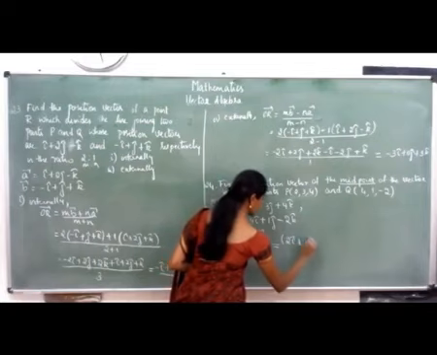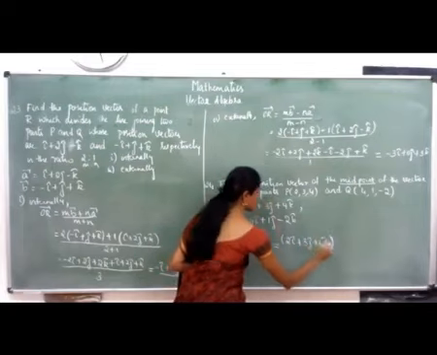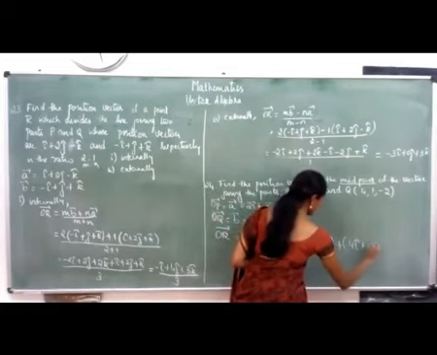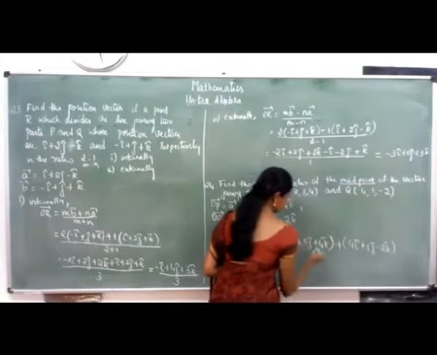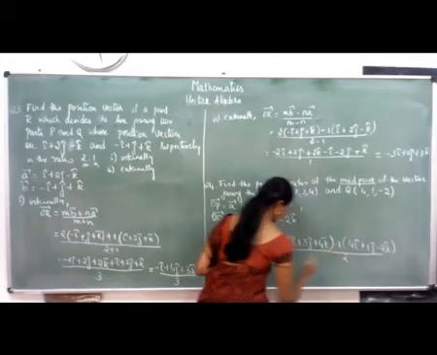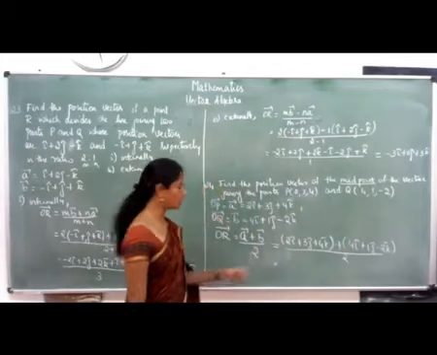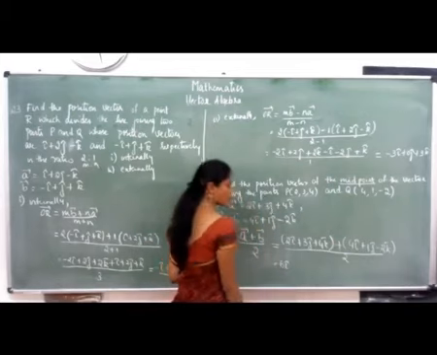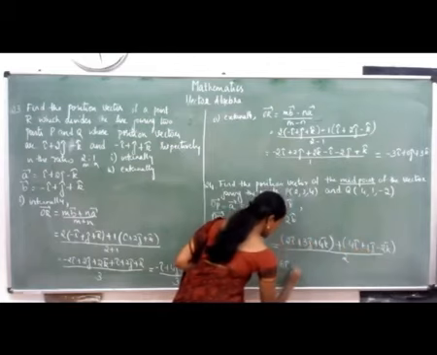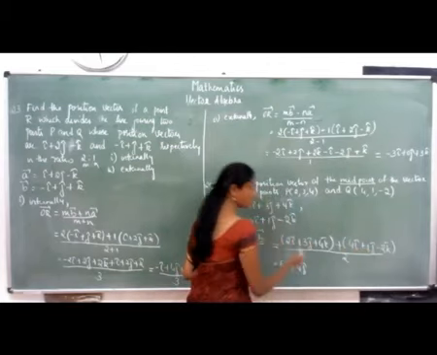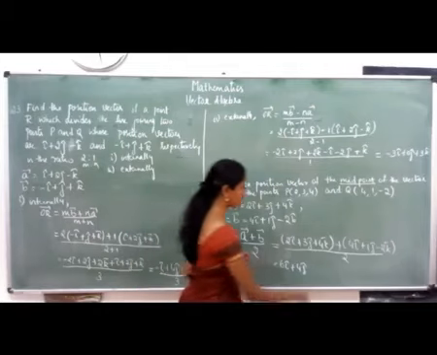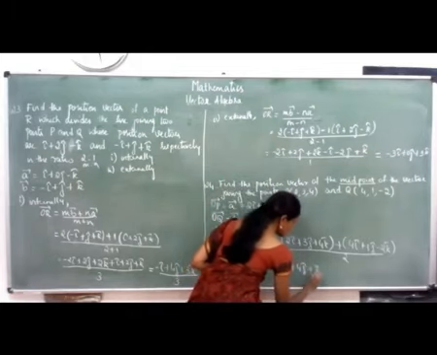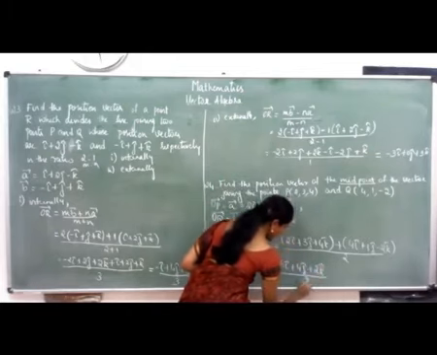2i cap plus 3j cap plus 4k cap, plus vector B. Now vector B is given by 4i cap plus 1j cap minus 2k cap, whole divided by 2. So simplifying this will be equal to 2i cap plus 4i cap, which is 6i cap. Then 3j cap plus 1j cap is 4j cap. Next you have 4k cap minus 2k cap, which is plus 2k cap, whole divided by 2.